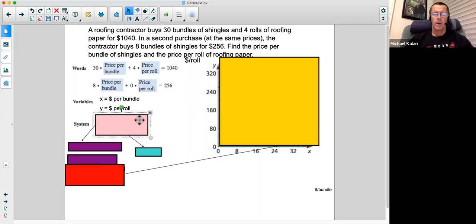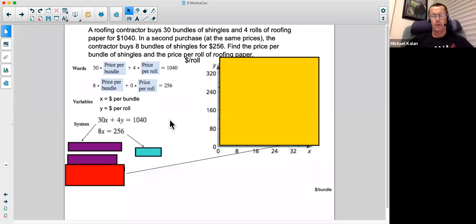So what would the equations be? Hopefully you came up with 30X plus 4Y equals 1,040 and 8X equals 256, or 8X plus 0Y equals 256. There's no real reason to have that. Now we're going to graph them. So watch what I do on this first one.